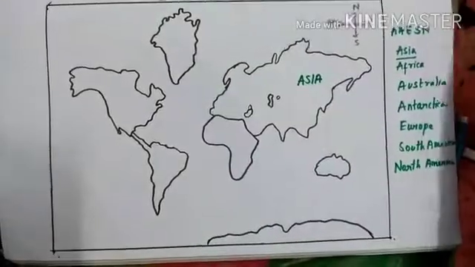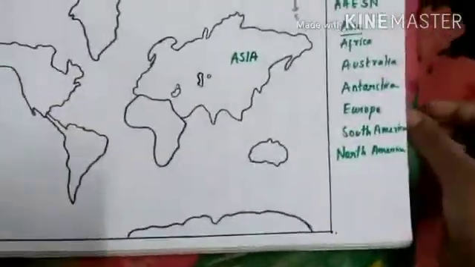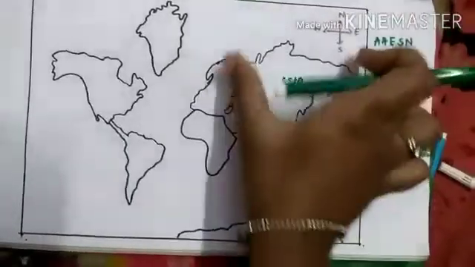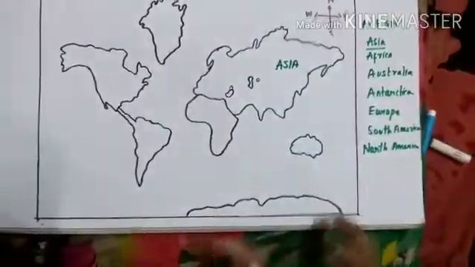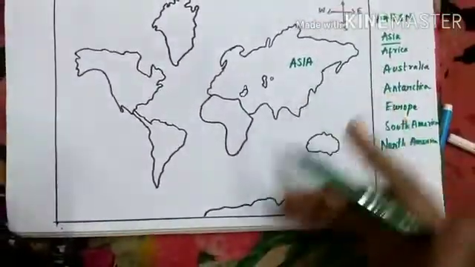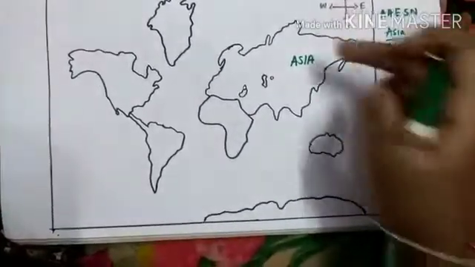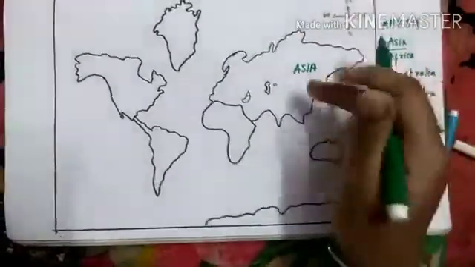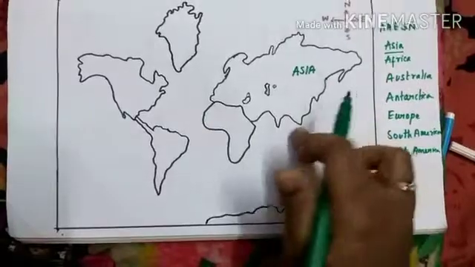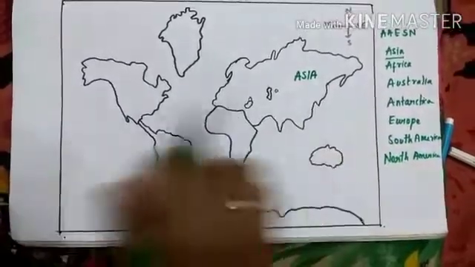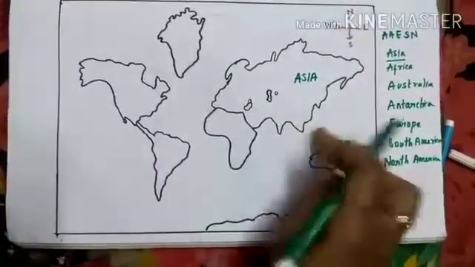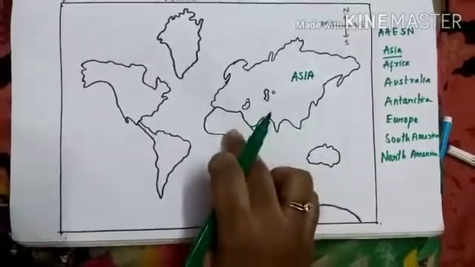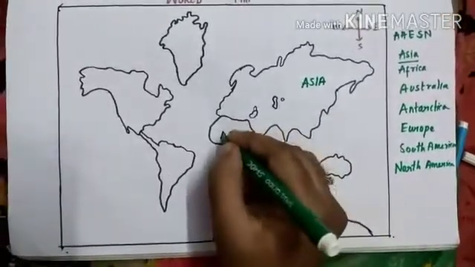Africa. Why I told you to learn in this order is because you will come in this way. From top to bottom we are going to mark. Next to Asia is Africa. Below Asia, which one is there? Check. Near to Asia is Africa.